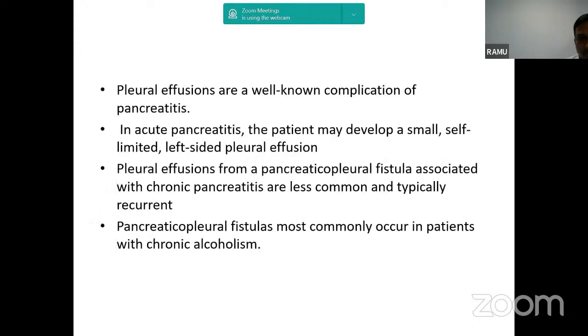Pancreaticopleural fistula. Pleural effusion is a well-known complication of pancreatitis. In acute pancreatitis, a small effusion may develop, commonly seen on the left side. Pleural effusions from a pancreaticopleural fistula associated with chronic pancreatitis are less common and typically recur. Pancreaticopleural fistulas most commonly occur with chronic alcoholic pancreatitis.